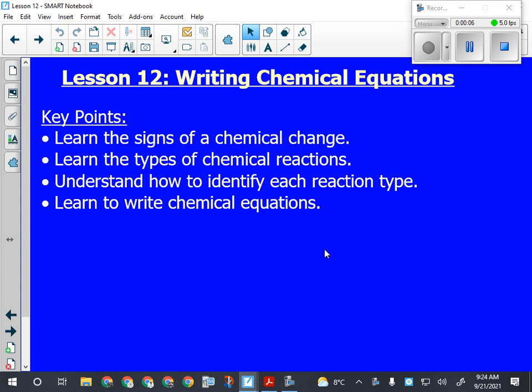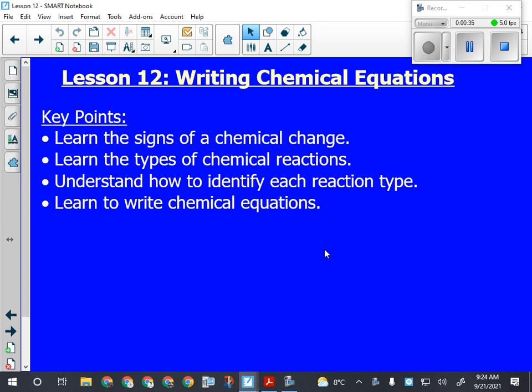Yeah. Hey, what we're going to go over today is signs of a chemical change, and we're going to go over the types of reactions. There are 5 reaction types that we're going to go over. That's probably all we'll get to today, right? But where we're headed is being able to communicate balanced chemical reactions, or chemical equations, they're sometimes called. So we'll be looking at how we're going to write those.